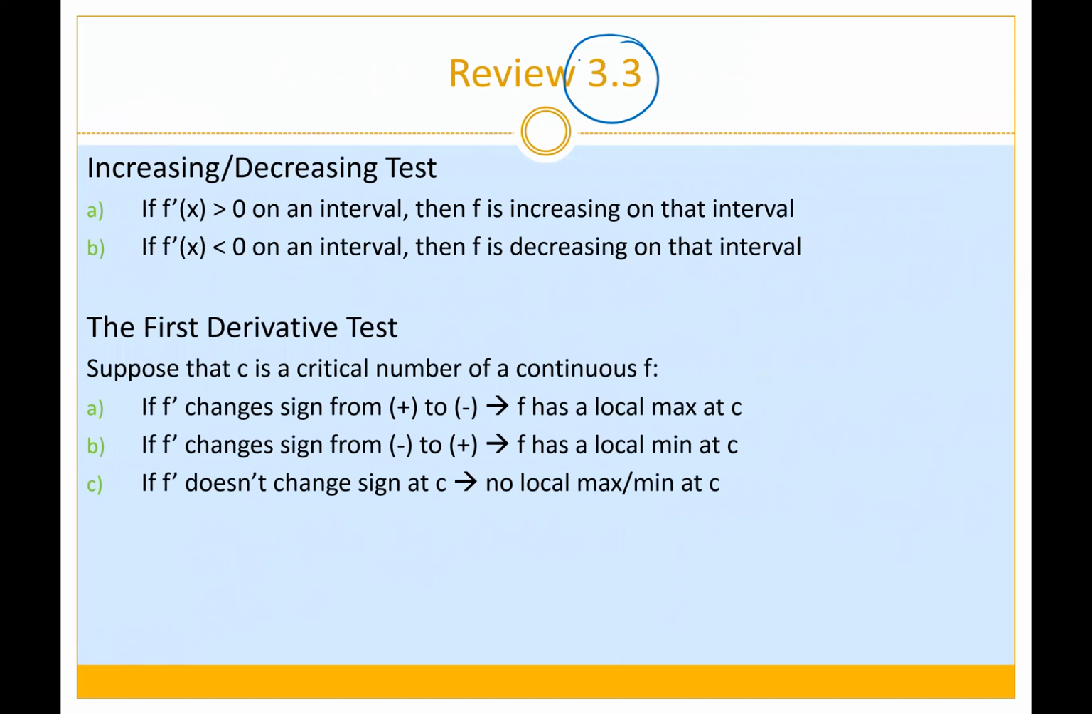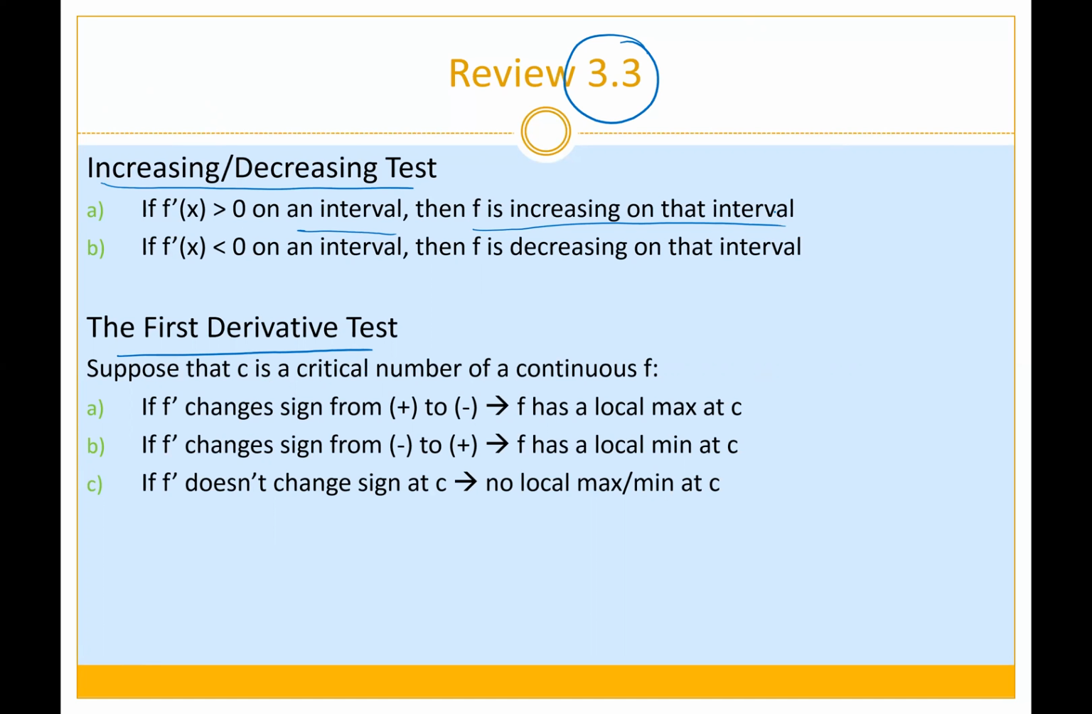3.3 is where you use the first and second derivatives to come to conclusions about the graph of the function you're evaluating. For the first derivative, we have two conclusions we can draw: whether the function is increasing or decreasing, or whether you have a local maximum or local minimum at a point, or nothing at all. First is using the first derivative for increasing or decreasing. If the derivative of a function is bigger than 0 on an interval, then it is increasing on that interval. On the other hand, if it's negative, it's decreasing.